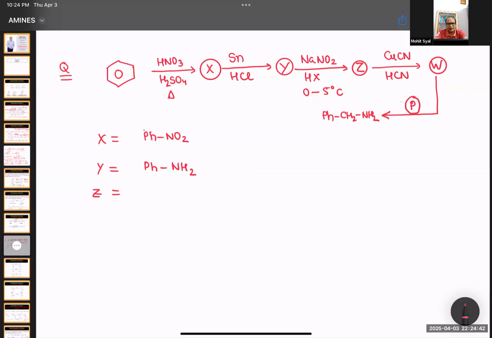NaNO2 plus HX, HCl. And this is a very important reaction as far as aromatic chemistry is concerned, because you end up with a group which can be replaced by the group of your desire. And this is synthesis using diazonium. So Z is the intermediate aryl diazonium salt.